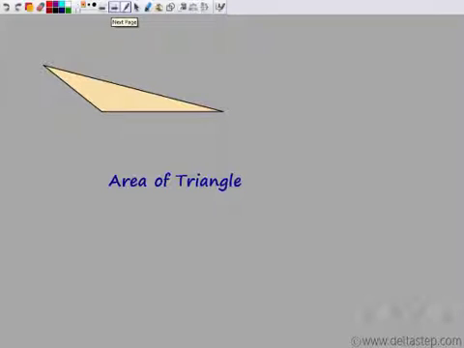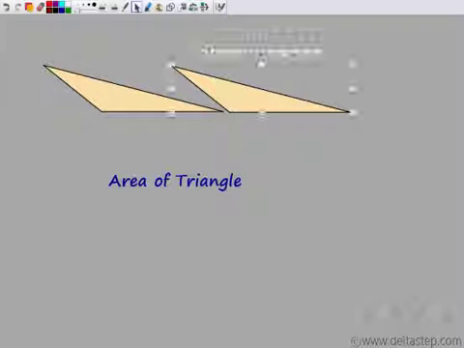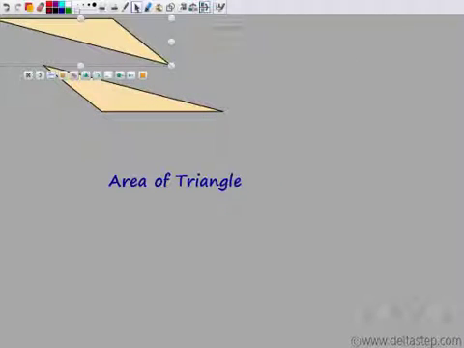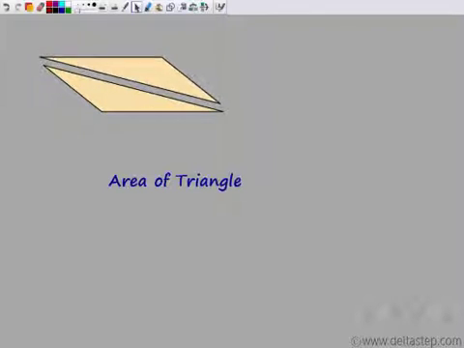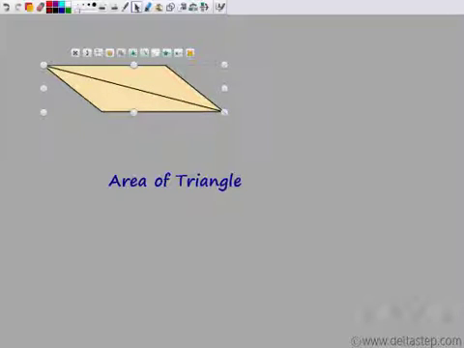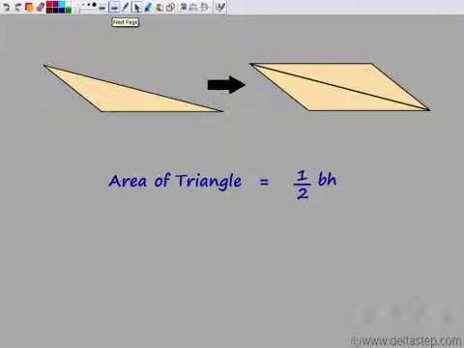This does not only hold true for an equilateral triangle. Let us see that for any triangle, the area is half into base into height. How? Again, I can take a copy of this, reflect it, and then bring it close to the first triangle such that I get a parallelogram. So I complete a parallelogram again, and hence the area of this triangle is half of the area of the parallelogram, which is base into height. So for any triangle, the area is half into base into height.